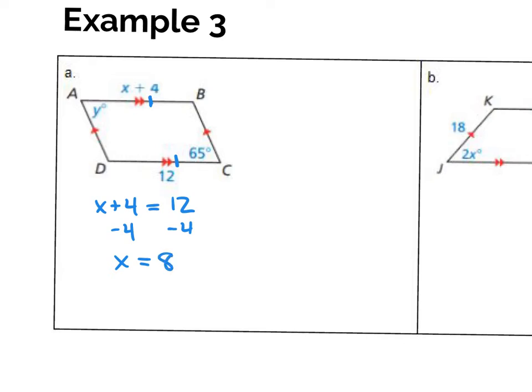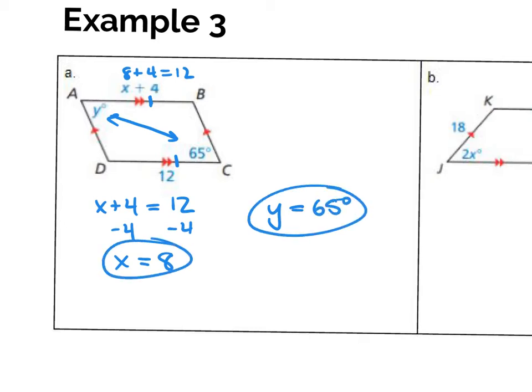And again, if I plug in 8 plus 4, that would give me 12, showing that they are the same. The same thing is true now with the angles. You'll notice you're given y and 65 degrees. Since these are opposite of each other, I know that y has to equal 65 degrees. No solving there, but knowing x and y, again, using the opposite angles and opposite sides theorem of parallelograms.